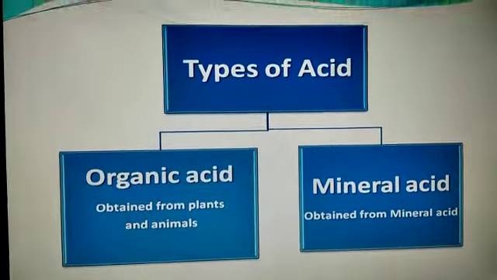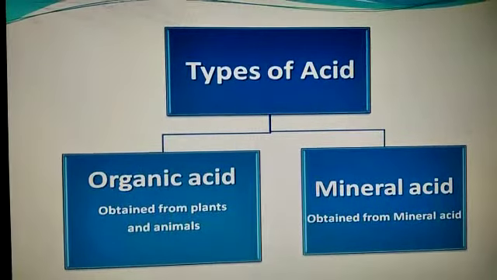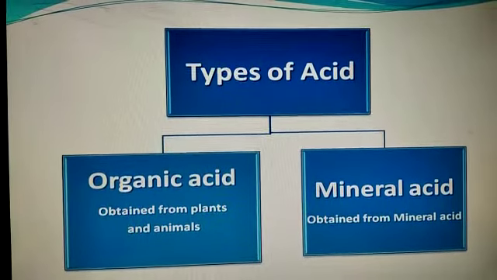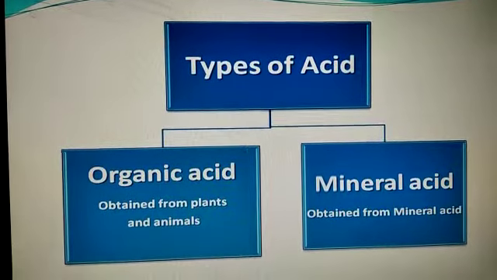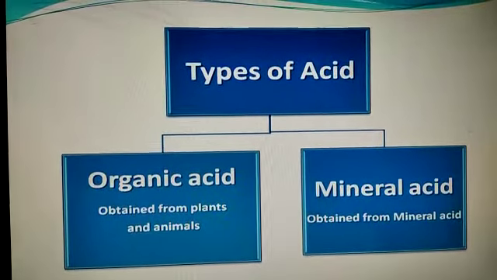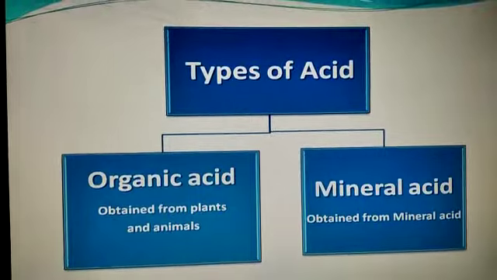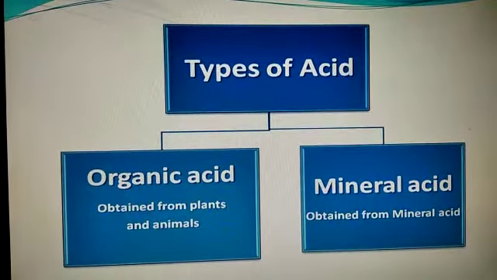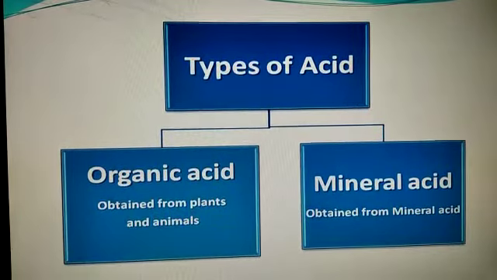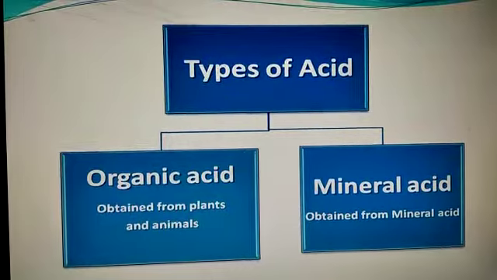Now moving towards the types of acids. Acids can be divided into two basic types according to their sources. So acids can be divided into organic acids and mineral acids. The word organic means living. That is, organic acids can be obtained from plants and animals.